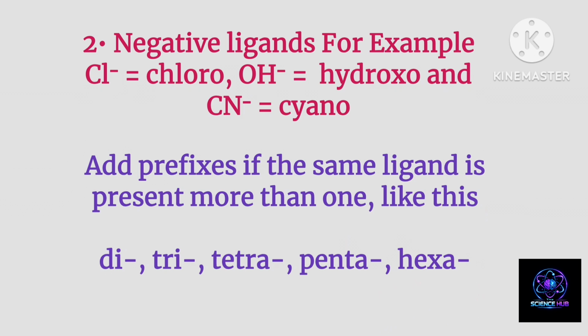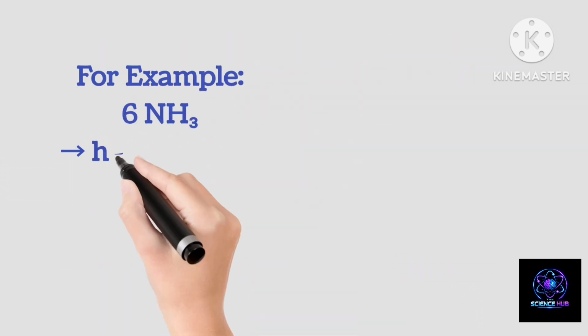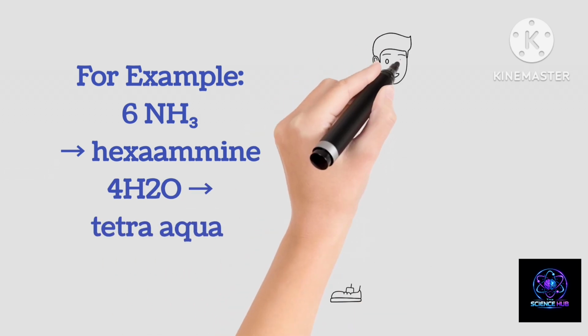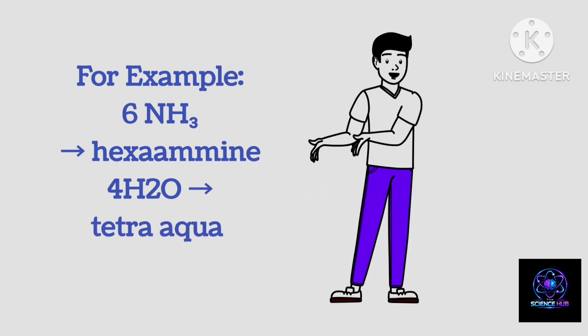Add prefixes if the same ligand is present more than once, like this: di, tri, tetra, penta, hexa. For example, 6NH3 equals hexaammine, 4H2O equals tetraaqua.